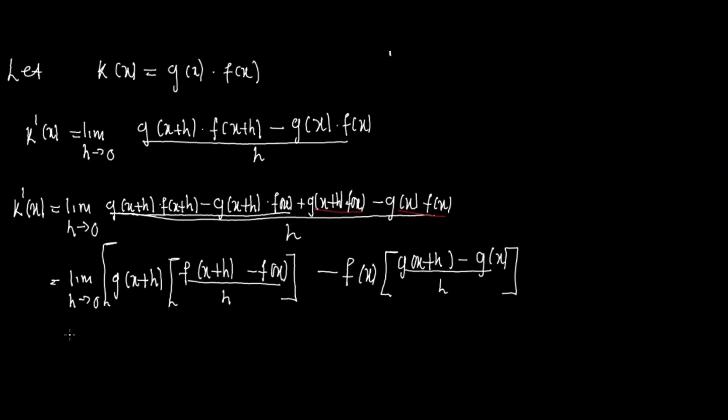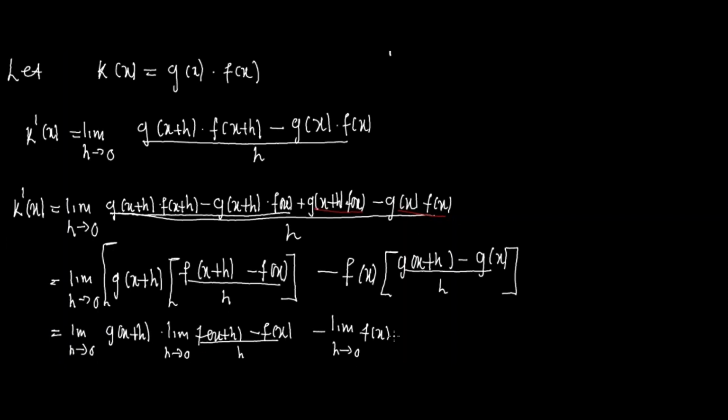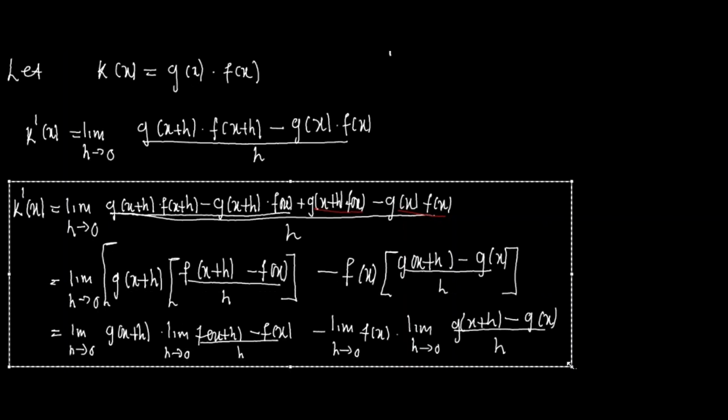So when you distribute this limit, we'll have that the limit as h approaches 0 of g of x plus h times the limit as h approaches 0 of f of x plus h minus f of x divided by h, minus the limit as h approaches 0 of f of x times the limit as h approaches 0 of g of x plus h minus g of x divided by h. So let me reduce this.